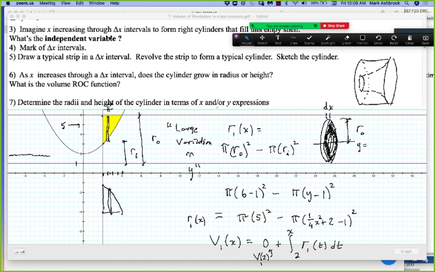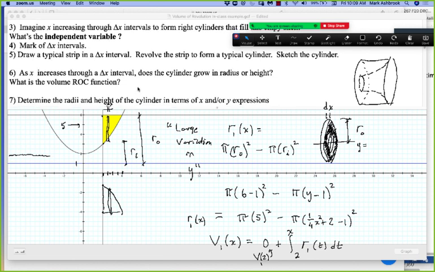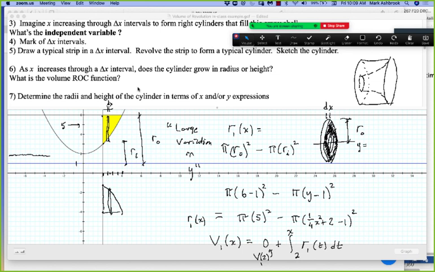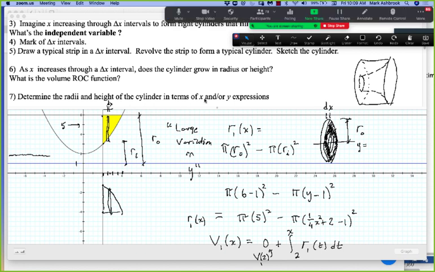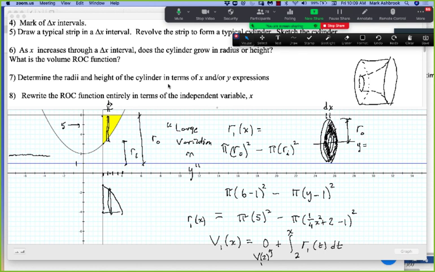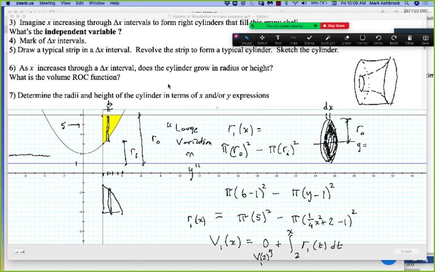So imagine y increasing through delta y intervals. What's the independent variable? Mark off delta y intervals. Draw a typical strip in a delta y interval. As y increases through delta y intervals, does this cylinder grow in radius or height? What is the volume rate of change function? Then you're going to change it in terms of y, the independent variable, and rewrite the rate of change function.